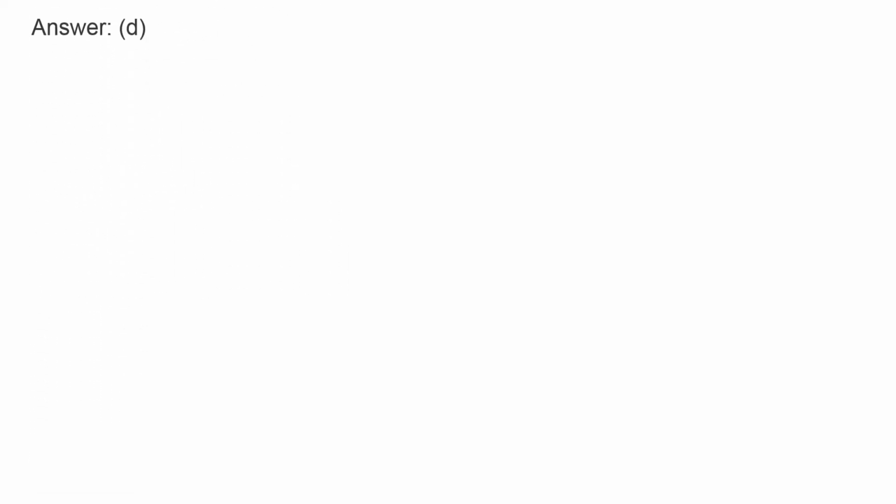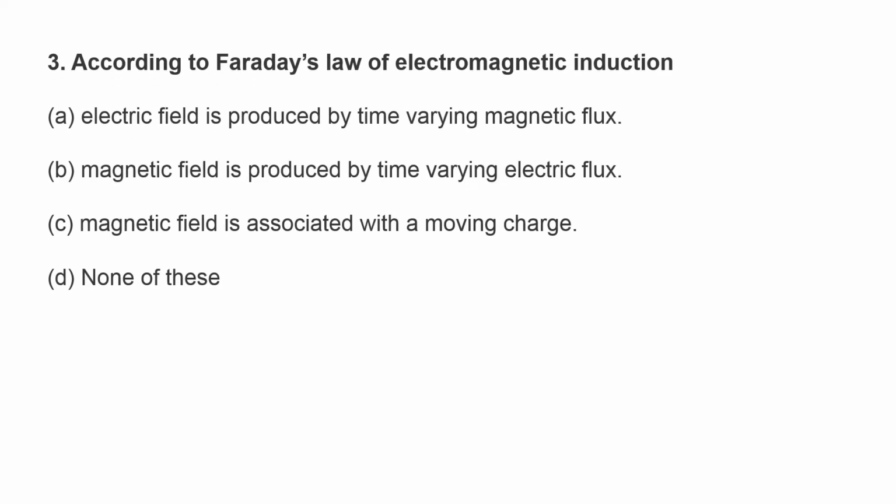Next, according to Faraday's law of electromagnetic induction, options are A. Electric field is produced by time varying magnetic flux. B. Magnetic field is produced by time varying electric flux. Option C. Magnetic field is associated with a moving charge. And option D. None of these.